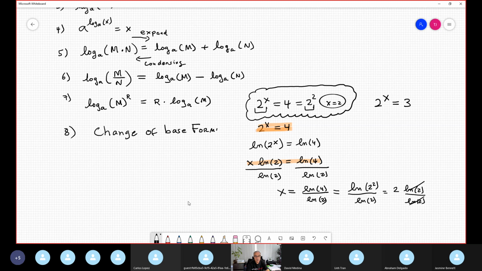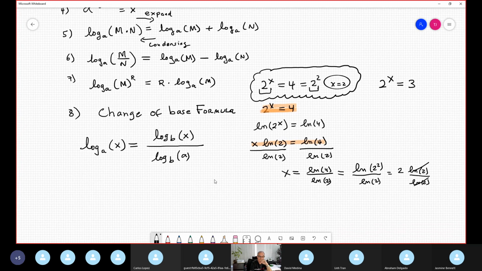Change of base formula. Let me try to understand the change of base formula. The formula says the logarithm of any base a of the number x is equal to the logarithm of another base b of x divided by the logarithm of the same base b of a. Okay, what is the application of this, professor?